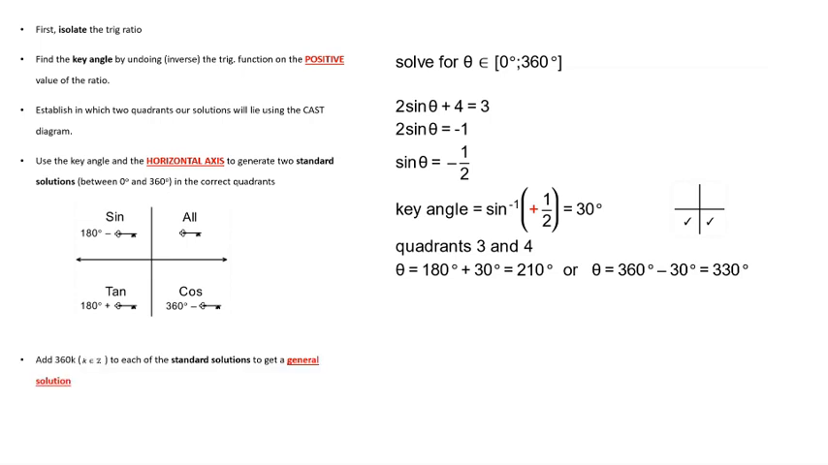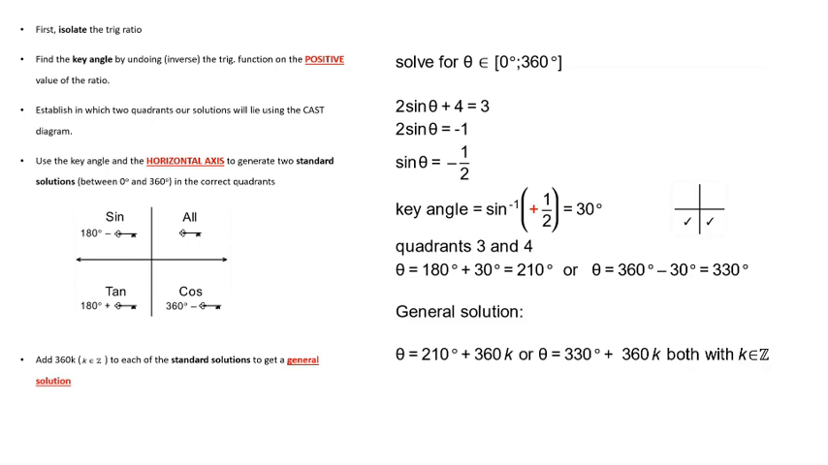Next up, to each of those standard solutions, we add 360k to get a general solution. And that's the general solution for this equation, because to either of those standard solutions, we can add 360 as often as we like, or subtract 360 as often as we like. So what we say is we plus 360k, and we must say k is an integer. That's really, really important.